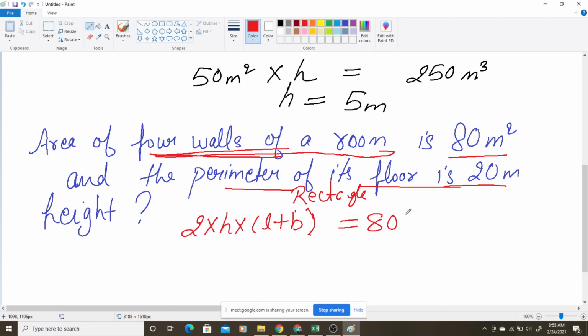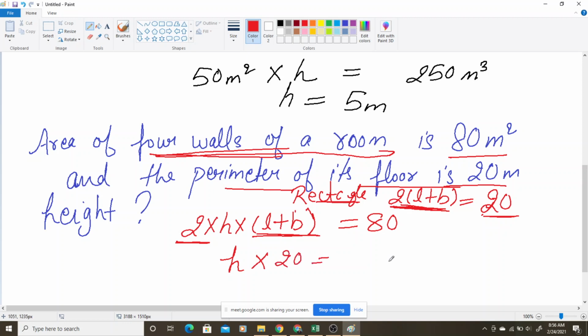And what is the perimeter of a rectangle? Perimeter of a rectangle, it's 2(l plus b). Now just see, perimeter of a rectangle, that means the floor, it is 2(l plus b), and it is already given to us as how much? 20. So that means the value of 2(l plus b) is 20. Now in place of this 2(l plus b), I will be putting 20.